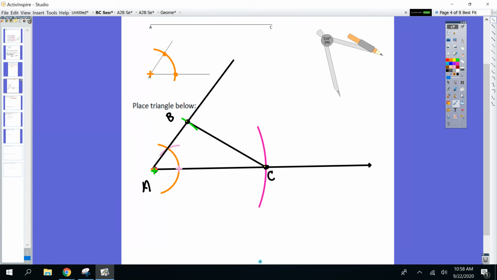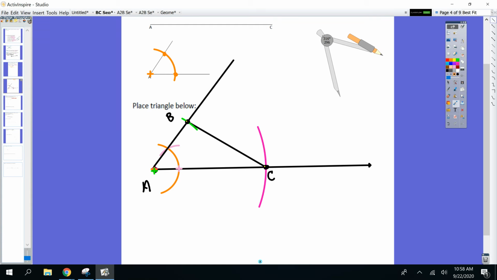And you can always go back and check. Open up your compass. Do I have something that's the length of AC? Do I have something that's the length of AB? You can always go back and check. Use your ruler to check, like you said? That's fine as long as you don't use your ruler to make it. Okay, I need to see these construction marks on your paper. This is how I know you're doing it correctly. Okay?